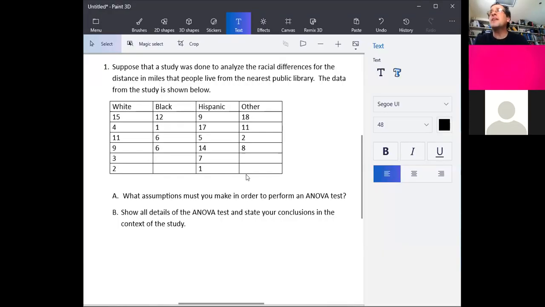Okay, suppose that a study was done to analyze the racial differences for the distance in miles that people live from the nearest public library. Kind of a typical thing that people will study is they want to find out, is there a difference in race? Is there white privilege, or maybe there's Hispanic privilege or black privilege or other privilege, something like that. Okay, and I just want to let you know I made up these numbers, whatever they are, they are. But a study like this definitely could be done.